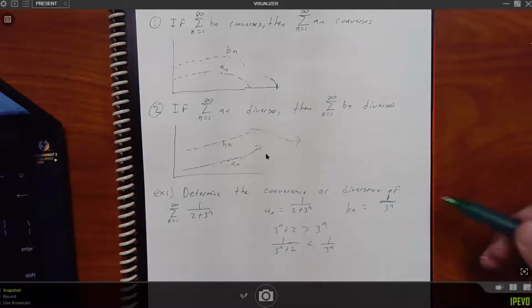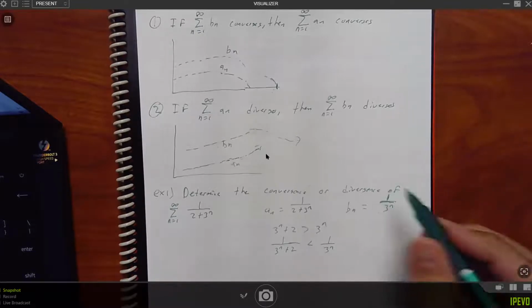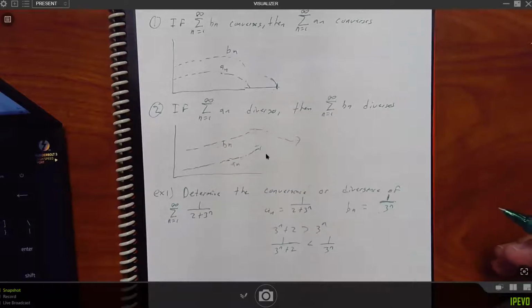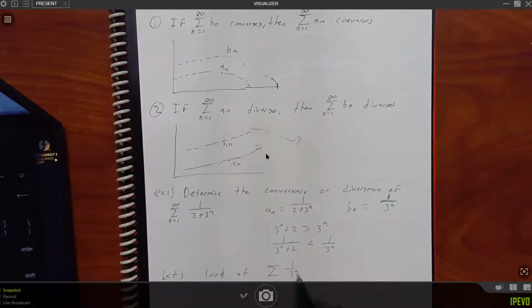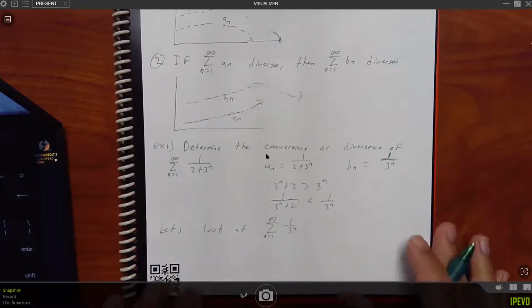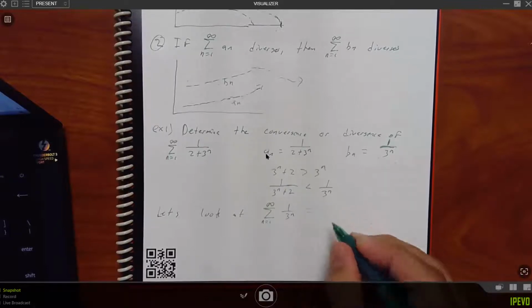So what kind of series would this be? Let's look at the series of 1 over 3 to the n. What kind of series is this? If I expand it, is it more obvious?